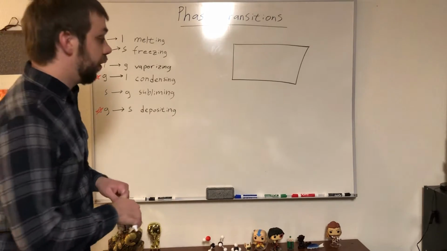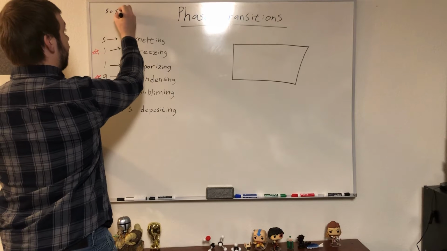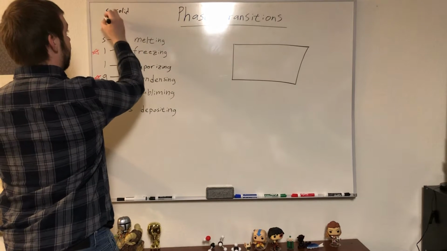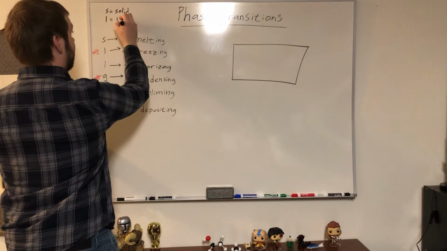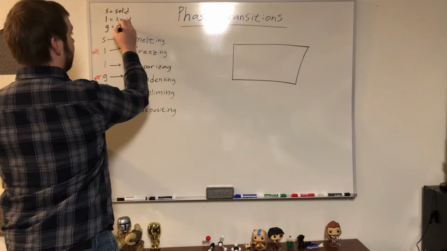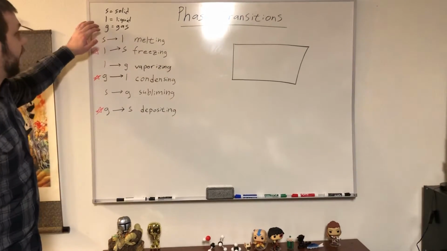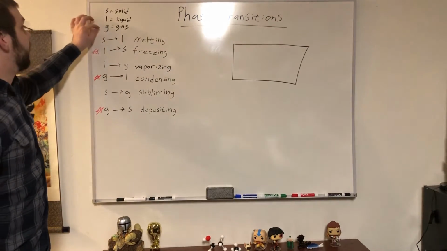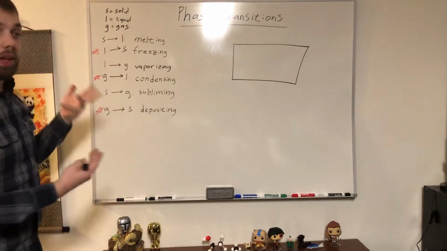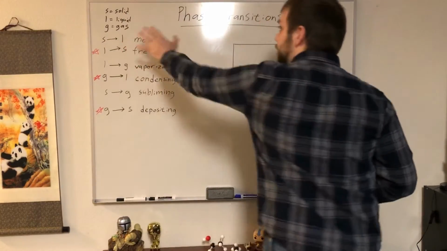Oftentimes they will be denoted with just S for solid, L for liquid, and G for gas. If you see these in a chemical equation, they're just denoting the state of matter that that compound is in. Now, but what do these things mean?